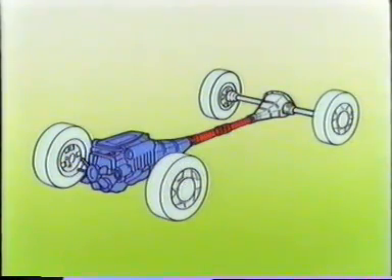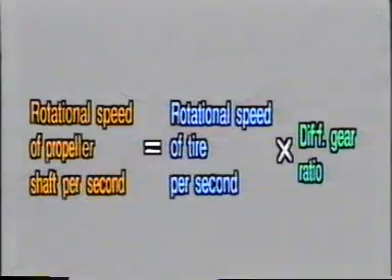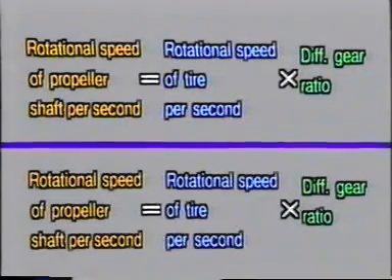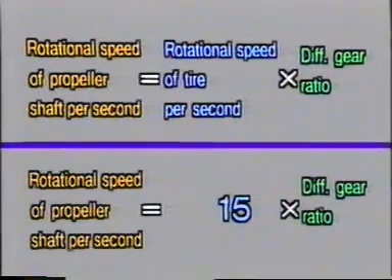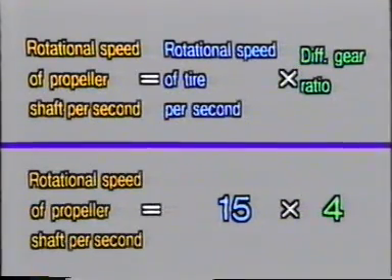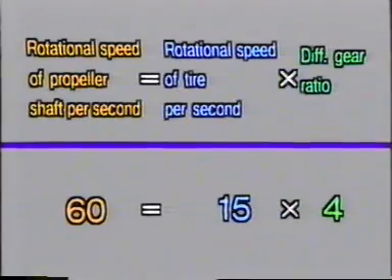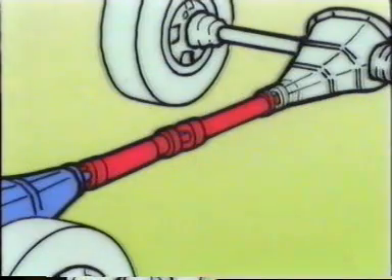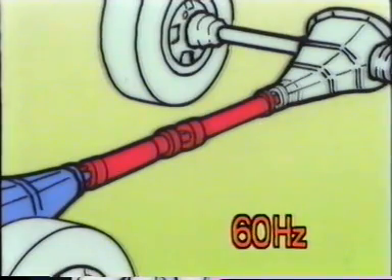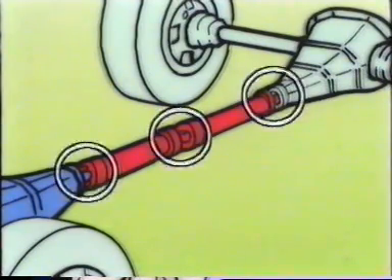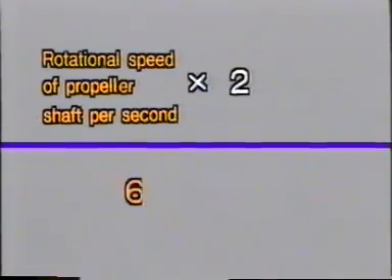What about the propeller shaft then? The rotational speed of the propeller shaft is calculated according to this formula. As you remember, the tire turns 15 times per second in this case. Since this vehicle has a differential gear ratio of 4:1, we can draw the conclusion that the propeller shaft turns about 60 times per second. For this reason, if the propeller shaft is unbalanced, it will cause a vibration at the frequency of 60 Hertz. In addition, if the propeller shaft has an excessively large joint angle, it will cause 2 excessively large torque changes per rotation.